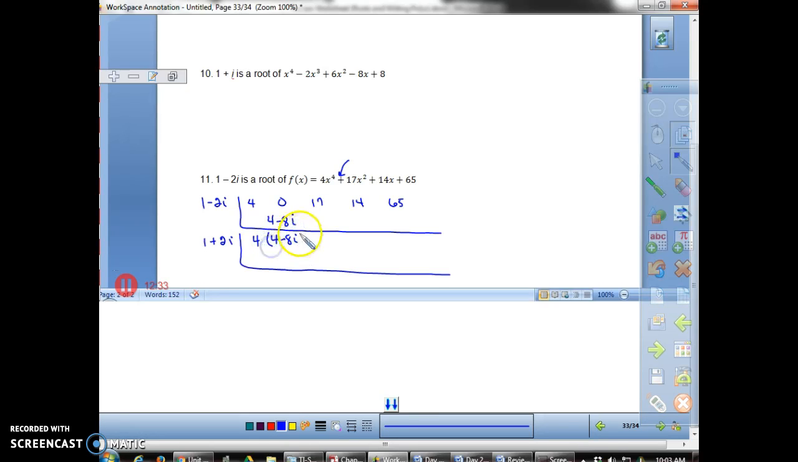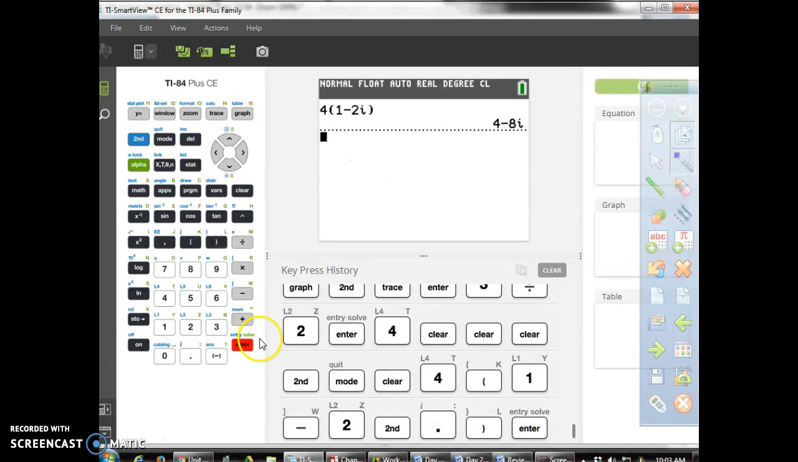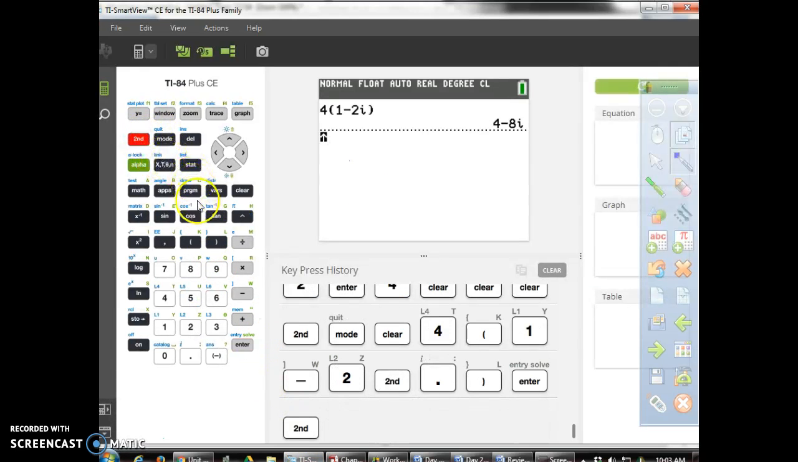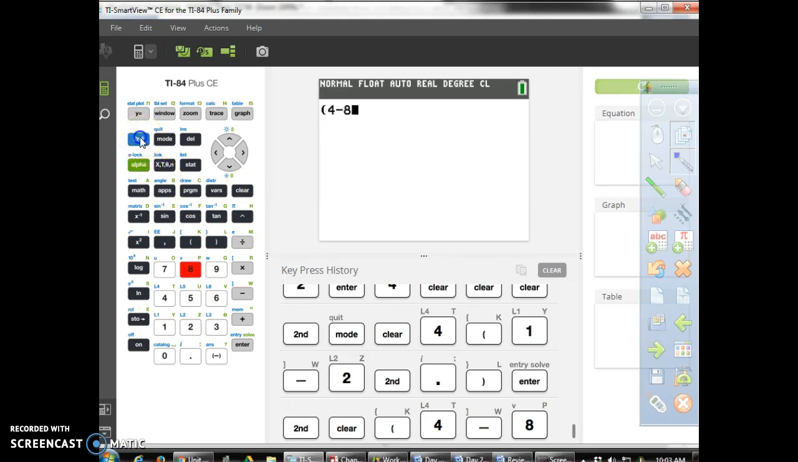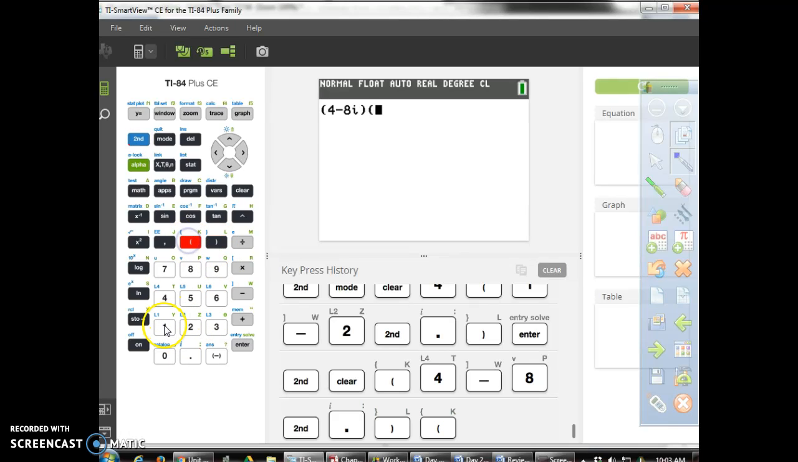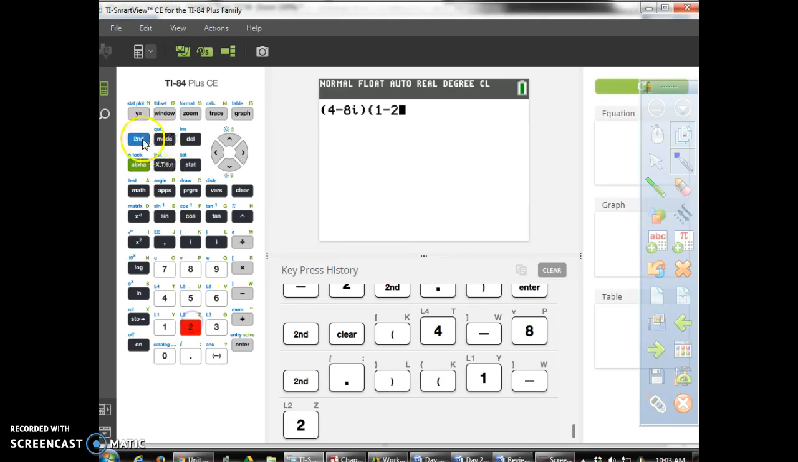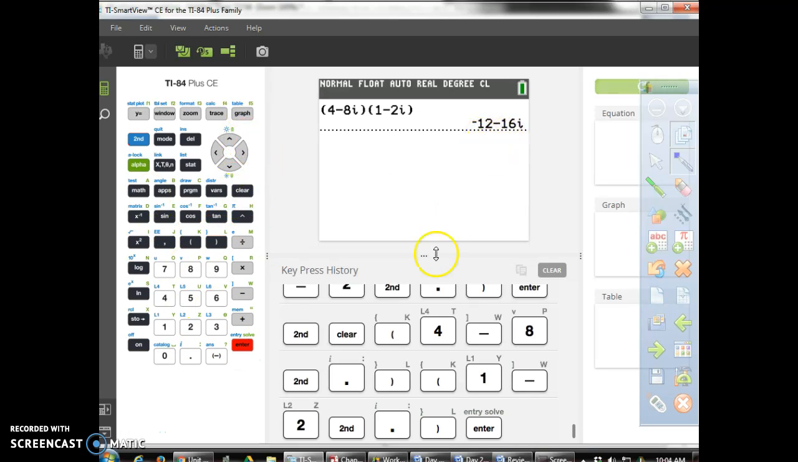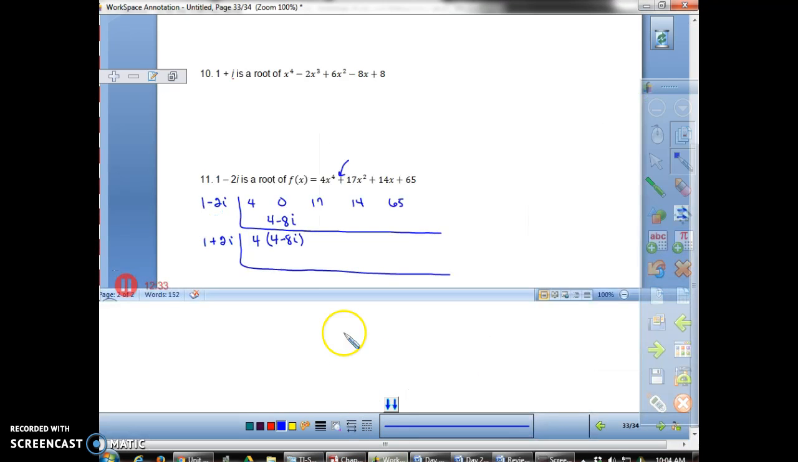And then I'm going to use parentheses here and here to multiply. So 4 minus 8i times 1 minus 2i. I hope I did all that correct. I did it quickly. And then I get negative 12 minus 16i. And then the 17 and the negative 12 are actually what you're adding. So you get 5 minus 16i.